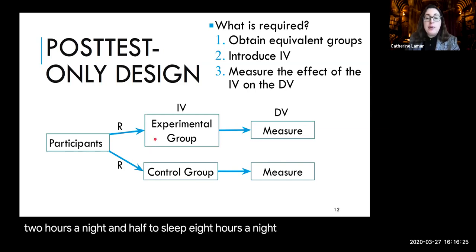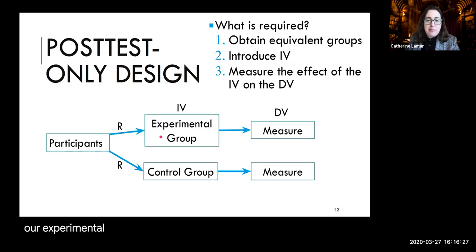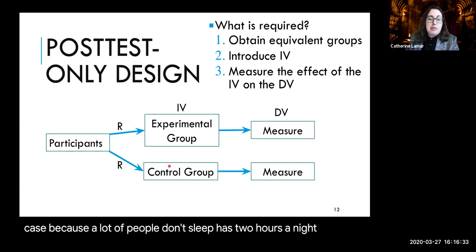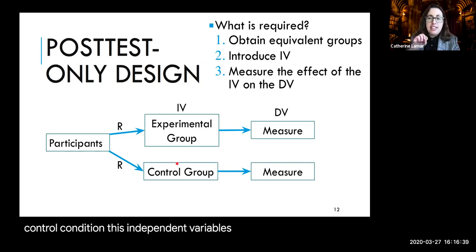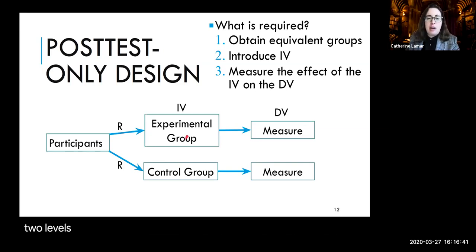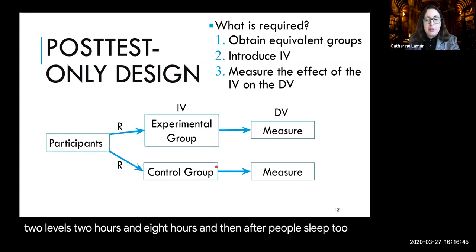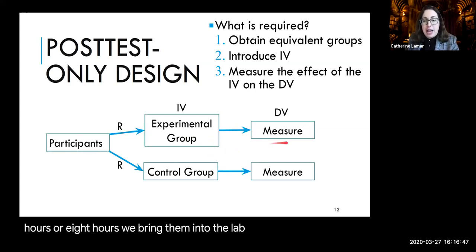Now 2 hours is our experimental group, and it's called the experimental group in this case because a lot of people don't sleep just 2 hours a night. It's recommended to get 8 hours of sleep, and so that's going to be our control condition. This independent variable sleep in this case just has 2 levels, 2 hours and 8 hours. And then after people sleep 2 hours or 8 hours, we bring them into the lab the next day and we give them a happiness survey to see if sleep affects happiness.